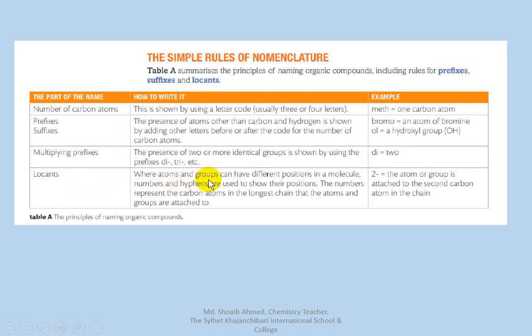Locants: atoms and groups have different positions in a molecule. Numbers and hyphens are used to show their position. The number represents the carbon atom in the longest chain that the atoms and groups are attached to.